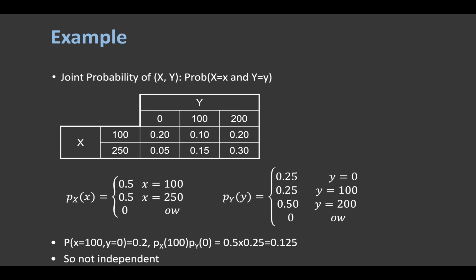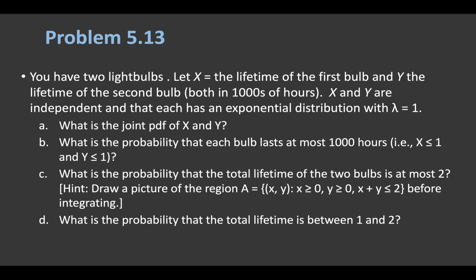Here's another example. This is for continuous random variables, right? You have two light bulbs. Let X equal the lifetime of the first bulb and Y the lifetime of the second bulb, both in 1,000s of hours. Meaning if X equals 1, that means 1,000 hours, right? X and Y, see, it's already said X and Y are independent. We know the independence already, and each has an exponential distribution with lambda equal to 1.